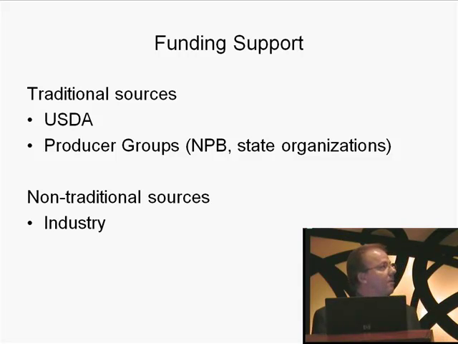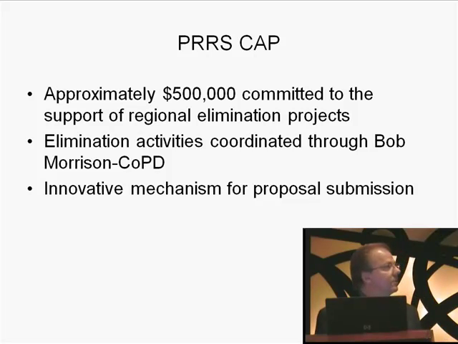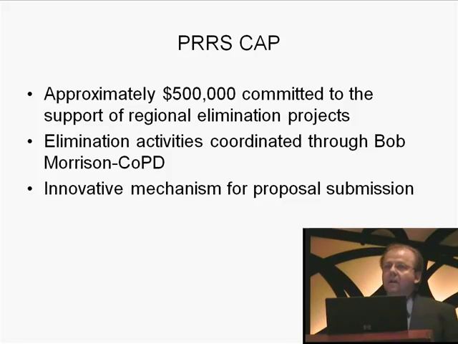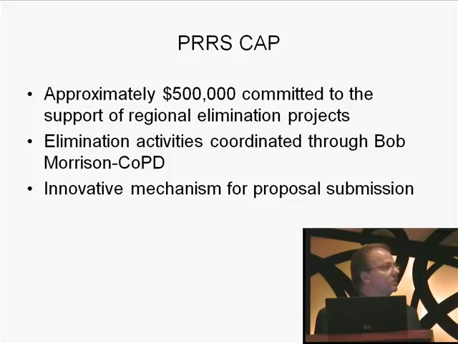As I said before, for funding support for these efforts, we think of traditional methods such as USDA and producer groups. But again, I think we need to look for non-traditional sources such as industry. Right now, just to remind the folks of PRRS CAP, we've invested approximately $500,000 during the course of the CAP that will support these regional elimination projects. These projects are coordinated through Bob Morrison.